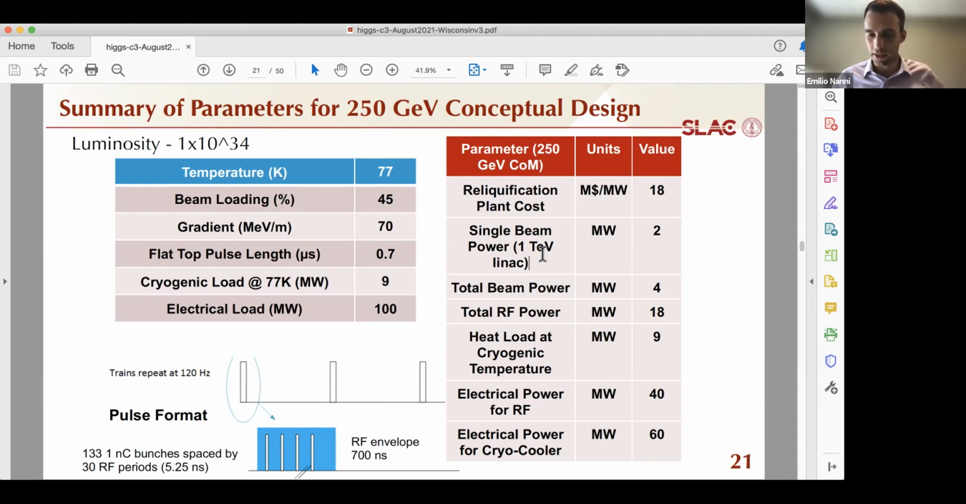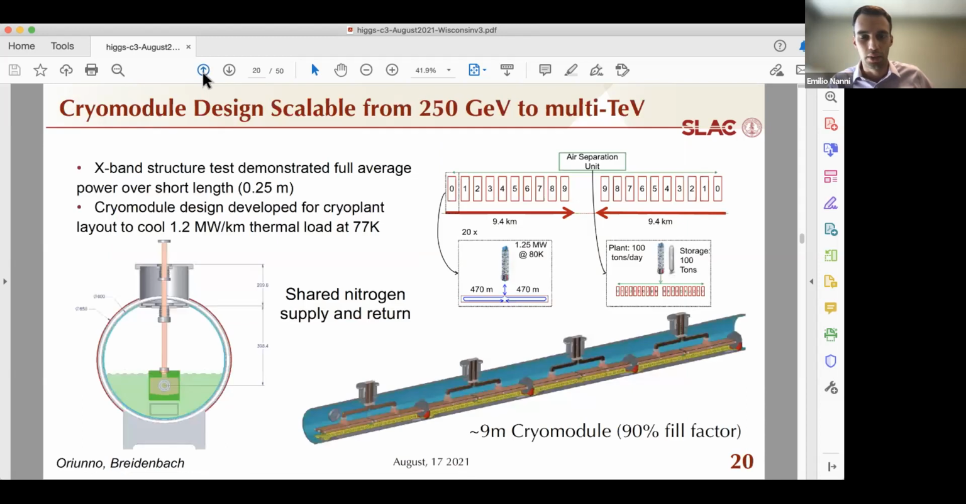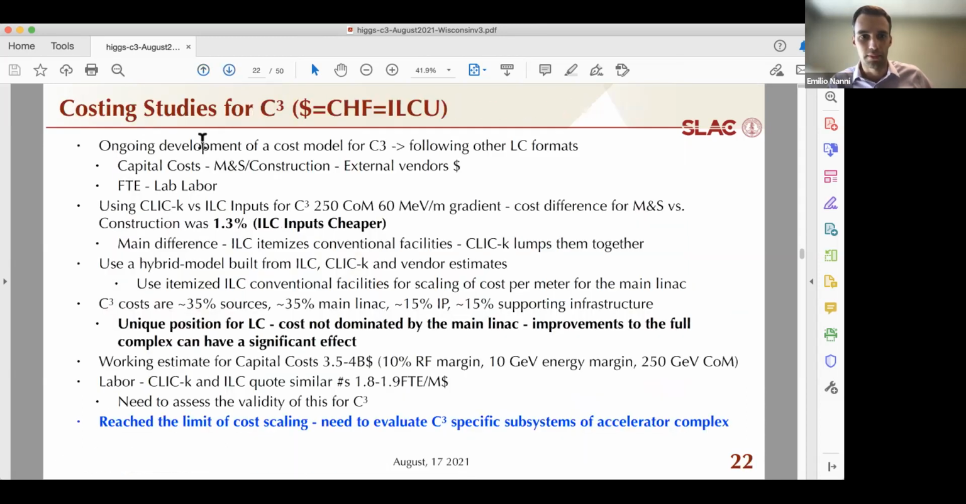So the caveats, and I apologize, I sort of forget the question that you asked, but let me be very clear about the costing numbers. We derive everything from ILC and CLIC-K inputs, plus numbers that we can back up. For example, the structure cost, we actually built one and we know how much it costs us in lab dollars. But we do utilize ILC and CLIC-K very heavily in terms of getting the overall cost. And could you remind me what your question was about?